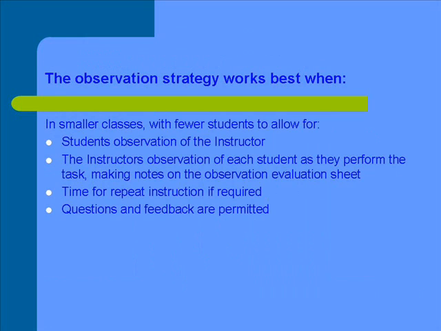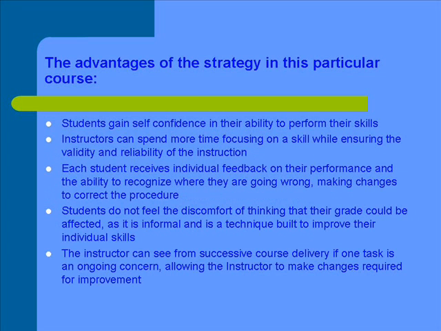Observation strategy works best in smaller classes where students are able to observe the instructor. The instructor observes the student, making notes for feedback. There is always time allotted for repeat instructions, questions, and feedback. Advantages for the students can include an increase in self-confidence, individual feedback on their performance, and ability to make changes to improve performance, while not feeling the anxiety related to formal graded techniques.